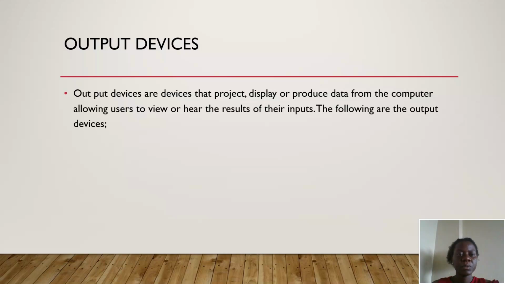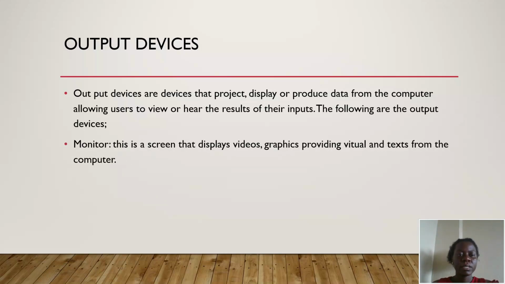Let us have the output devices, and these are devices that project, display or produce data from the computer, allowing users to view or hear the results of their inputs. The following are the output devices. We have the monitor. This is a screen that displays videos, graphics, providing visual and text from the computer.